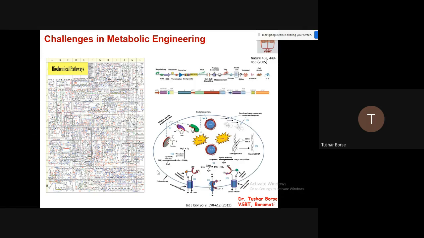So the complexity is with respect to the different types of transport mechanism, the signaling mechanism, and then the different factors which are affecting the overall processes. So all those things you have to take into consideration.